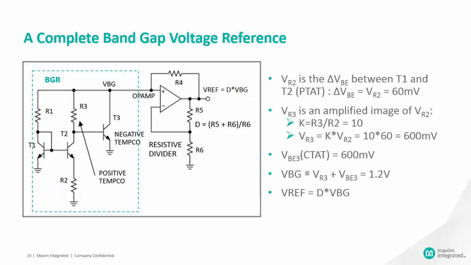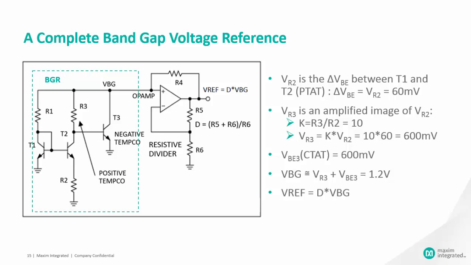Here's an illustration of the PTAT plus CTAT principle. In the diagram, R2 sees the VBE difference between T1 and T2, which is our PTAT. The current in R2 also flows through R3. Hence, the voltage across R3, or VR3, is also a PTAT voltage, but it's properly amplified by a factor of K, or R3 divided by R2.